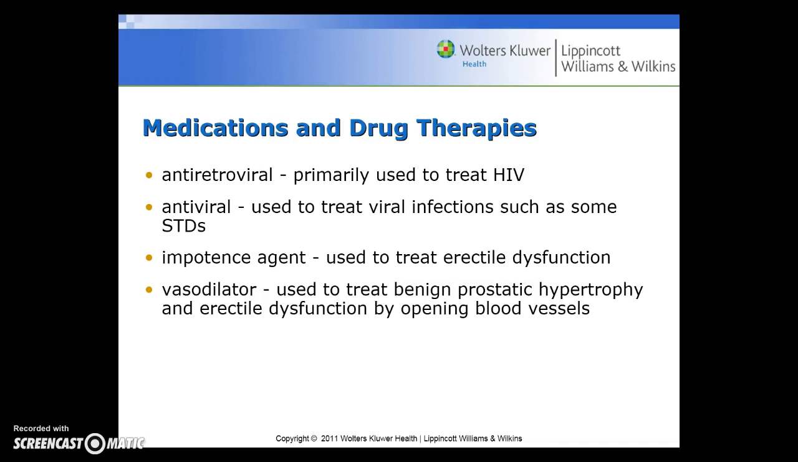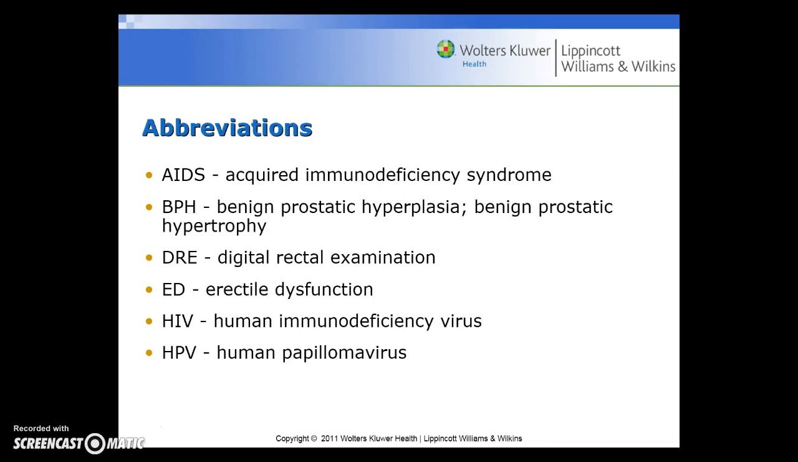Medications and drug therapies. Antiretroviral medication is primarily used to treat HIV. Antiviral medications are used to treat viral infections such as some STDs or STIs. Impotence agent is used to treat erectile dysfunction, and a vasodilator is used to treat benign prostatic hypertrophy and erectile dysfunction by opening blood vessels.